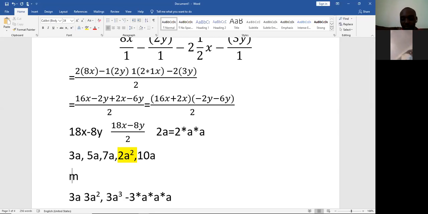Now another set: m to the power 5, 5m, m to the power 3, m to the power 5, 3m to the power 5, and 11m to the power 5.